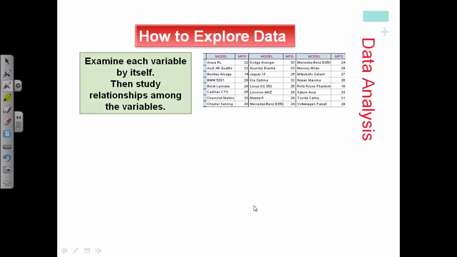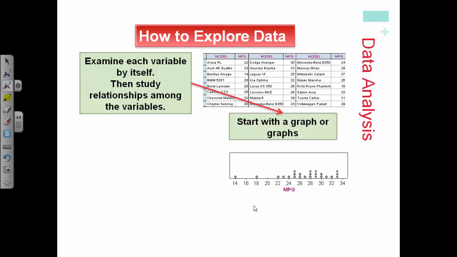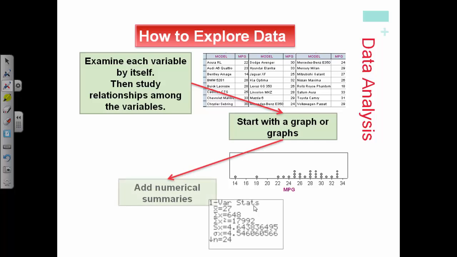Next, we'll take a look at how to explore data. First, as it states here, we have to examine each variable by itself, and then we'll have to look at relationships among the variables. We usually start with some kind of a graph. And then we're going to eventually learn on the graphing calculator how to add some numerical summaries to our answers so we can describe what's going on in the data.